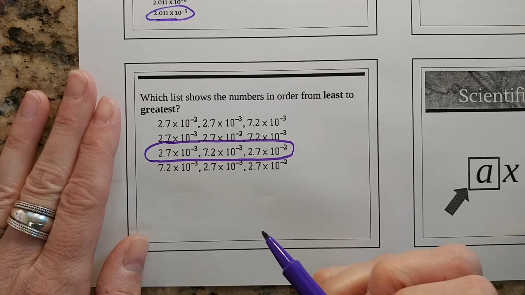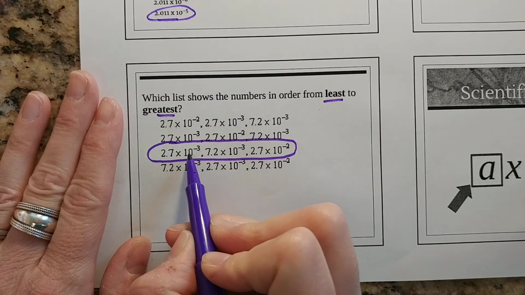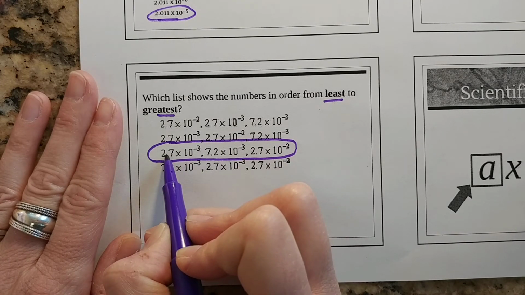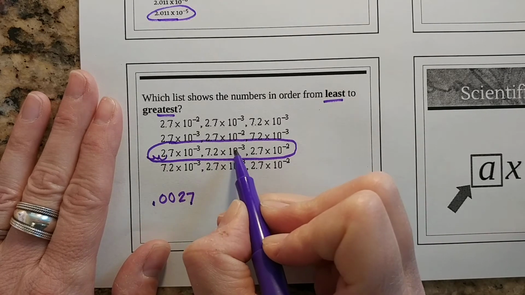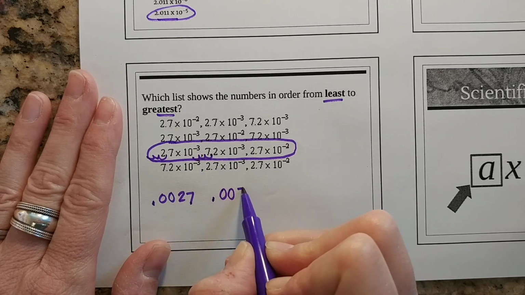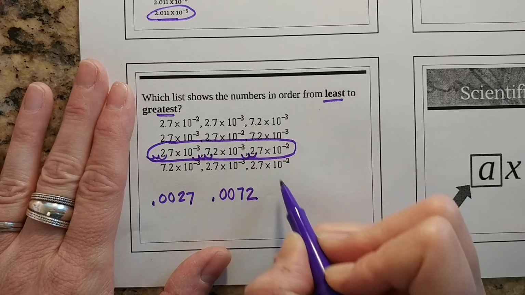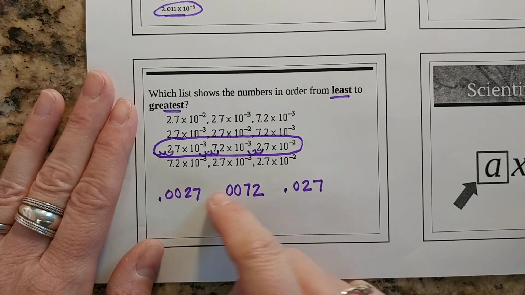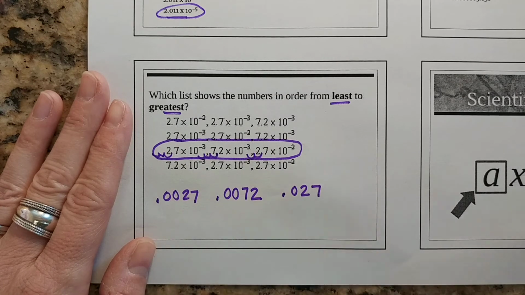And let's see why. So we want least to greatest, smallest to largest. So I'm going to take this number and change it back to standard form, moving the exponent 3 places to the left. 1, 2, 3, 0.0027. The next one, exponent 3 places to the left. 1, 2, 3, 0.0072. This one, decimal point, 2 places left. 1, 2, 0.027. All right, so this is what you would do for each one of these in order to figure out which one is correctly least to greatest.